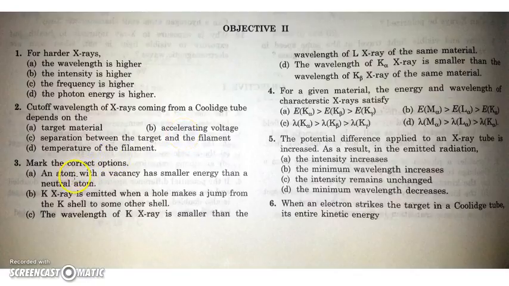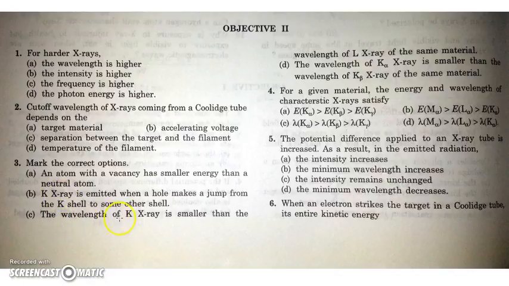Mark the correct statement. An atom with a vacancy has a smaller energy than the neutral atom. The statement is wrong. The K X-rays is emitted when a hole makes a jump from K shell to some other shell. Obviously, the electron is coming back to K shell, so the hole has to jump from that shell from which the electron is coming from K shell. Okay, so this statement is correct.